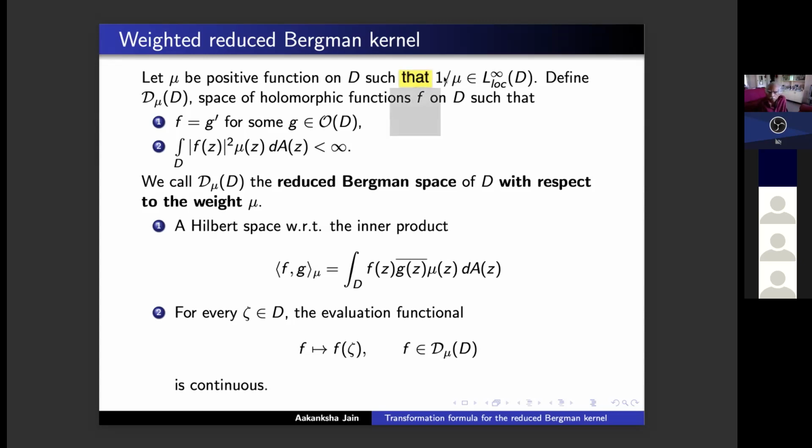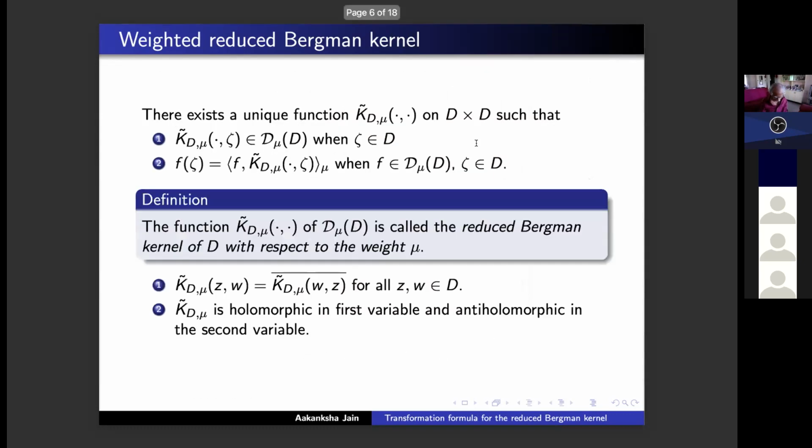Condition on the weight. In fact, if 1 by mu to the power a is locally integrable on D, it will imply that it is an admissible weight for some a positive. I see. Okay, and could you go to the definition of holomorphic correspondence? Sure.